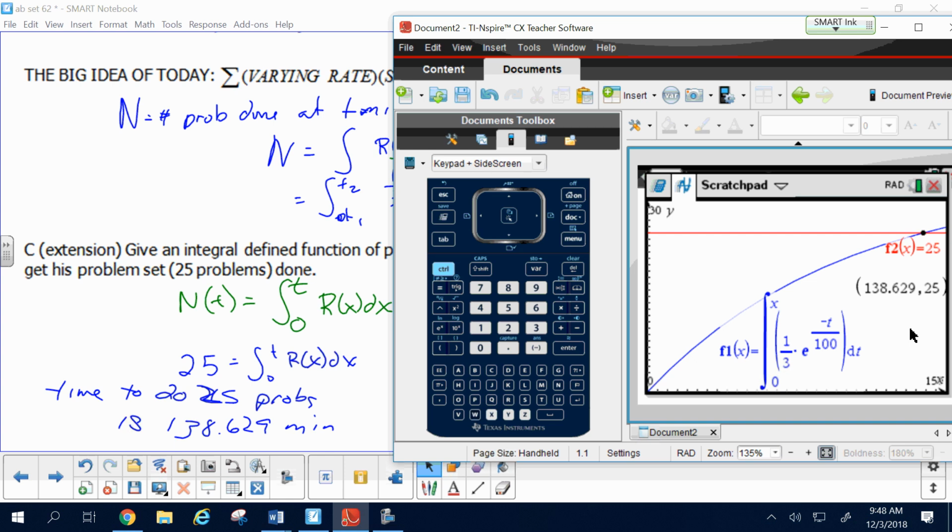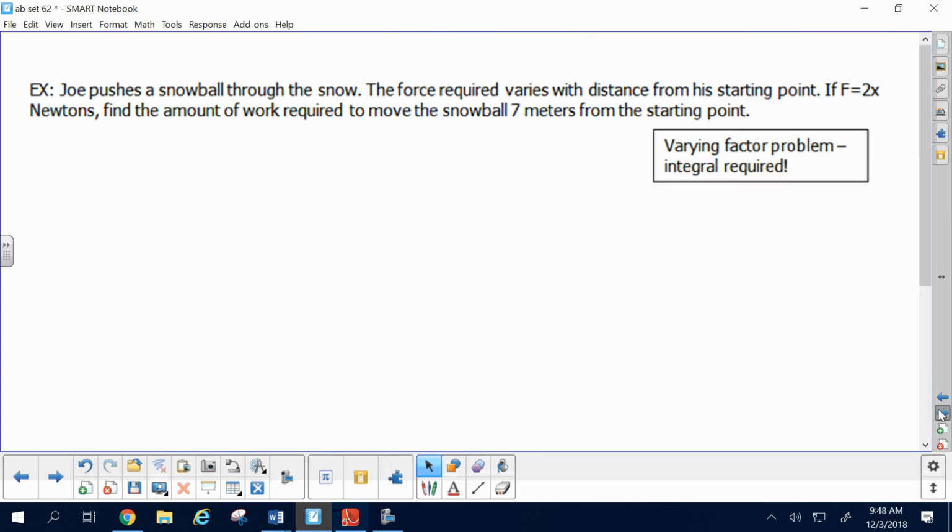Okay, ready? No. That's a little long. What kind of model should I probably have used instead? Instead of e to the negative t over 100, maybe twice as fast as a rate, so maybe negative t over 200, something like that. You tracking?